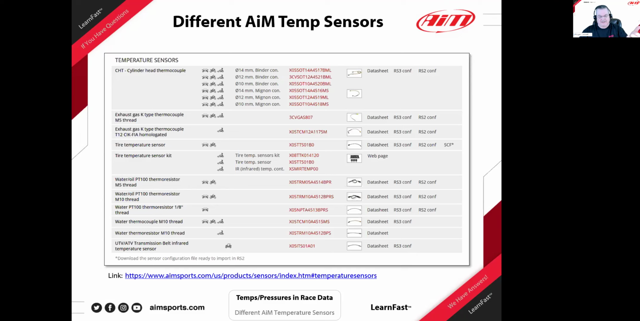In this particular case, you see that the sensors are lined up over here on the left edge, and then you've got the basic category they may work in or be designed for, whether it be cars or motorcycles or karting.